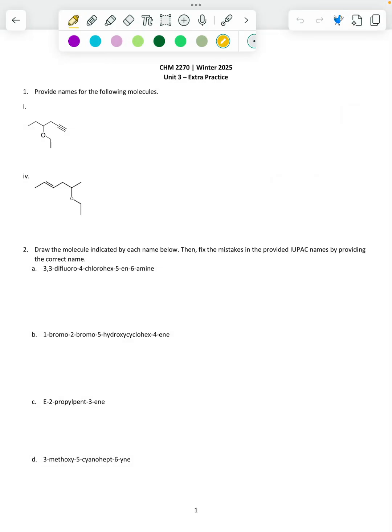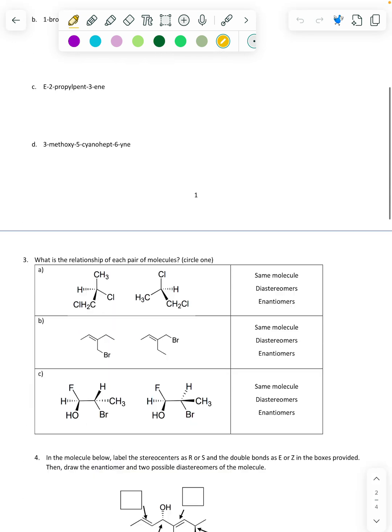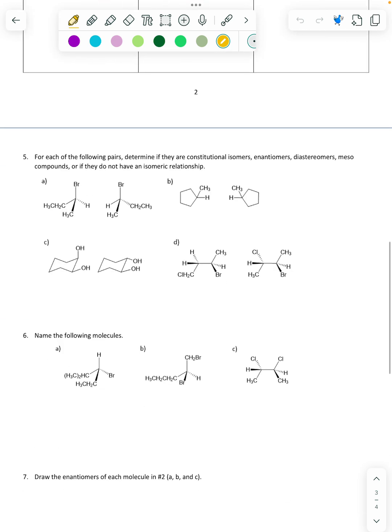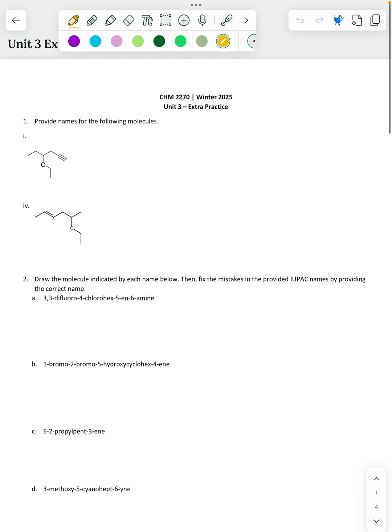Alright, so this is Unit 3 extra practice. I'm just going to go over them with you and try to explain how she explained them to me. I'm going to do 1, 2, and then I'm going to come down and do 5 for you. I think those are the ones that you were asking about. And if you need more explanation, if they didn't make sense, I can try to go over them again for you.